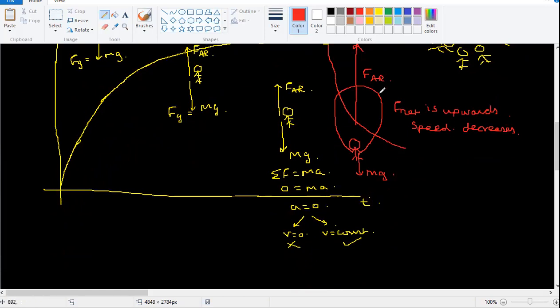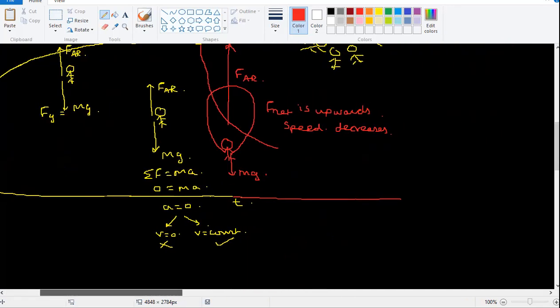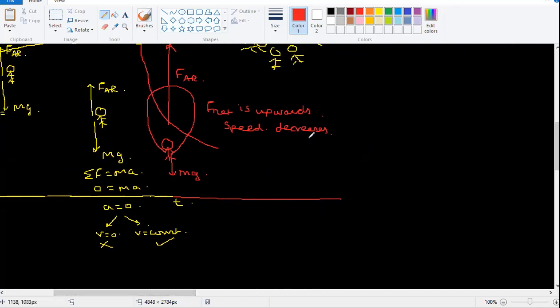As the speed decreases, what happens to the air resistance? Does it increase or decrease? As the speed decreases, say you are going at 100 km/h on your bike and you are decreasing the speed. So what happens to the air resistance? Decreases. So that means FAR again will decrease.